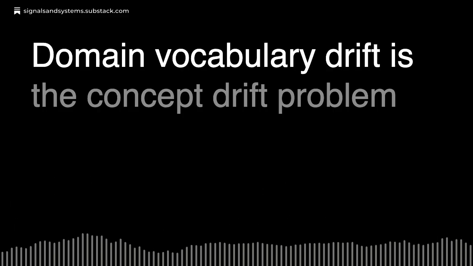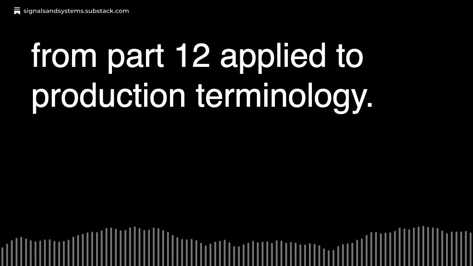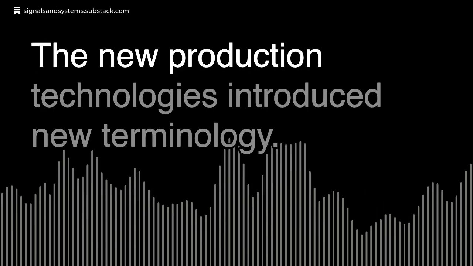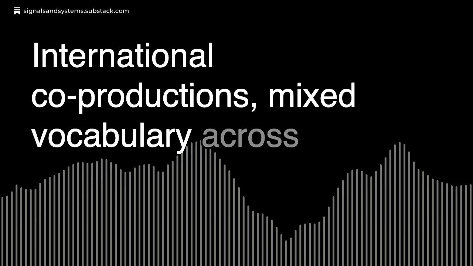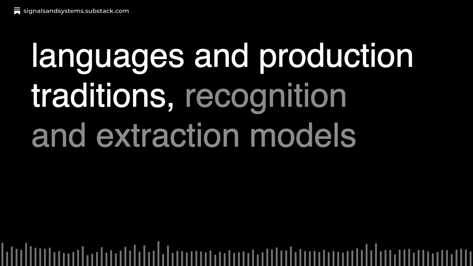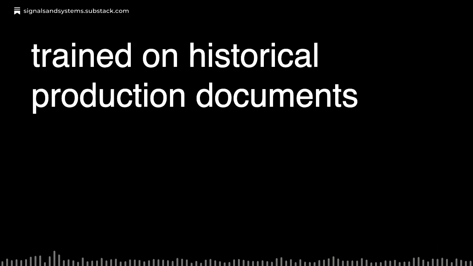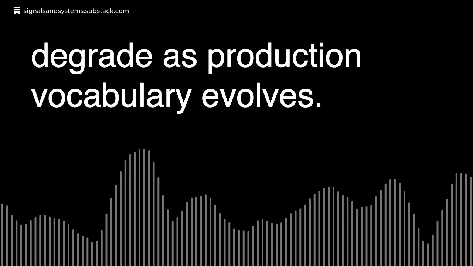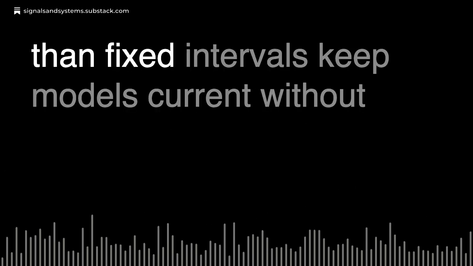Domain vocabulary drift is the concept drift problem from Part 12, applied to production terminology. Slang evolves. New production technologies introduce new terminology. International co-productions mix vocabulary across languages and production traditions. Recognition and extraction models trained on historical production documents degrade as production vocabulary evolves. Retraining schedules tied to production calendar cycles rather than fixed intervals keep models current without requiring continuous monitoring overhead.